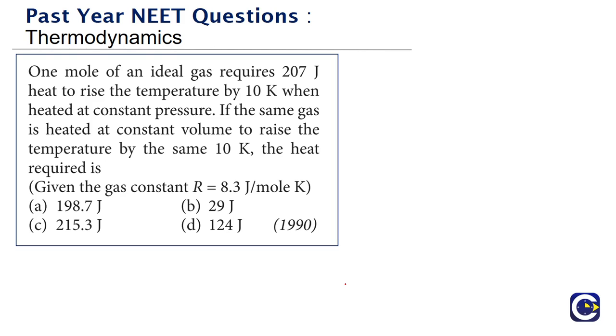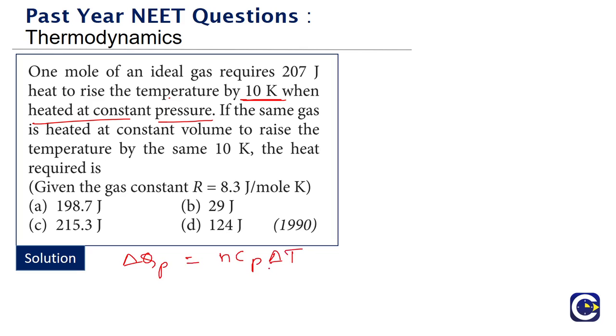This has come in the year 1990. 1 mole of an ideal gas requires 207 joules of heat to raise the temperature by 10 Kelvin when heated at constant pressure. Means what? This is our delta Q at constant pressure. What is the formula for that? It is n into Cp into delta T, right?